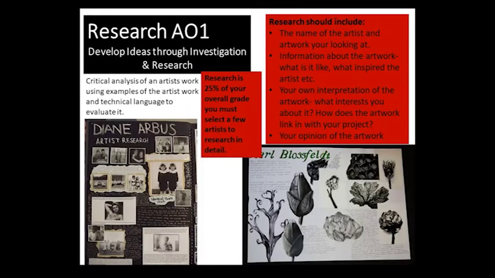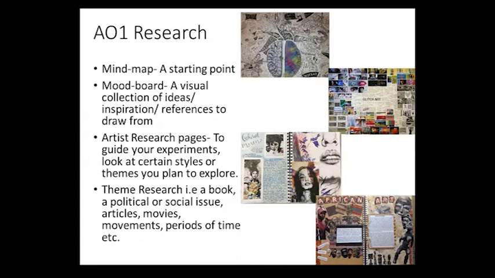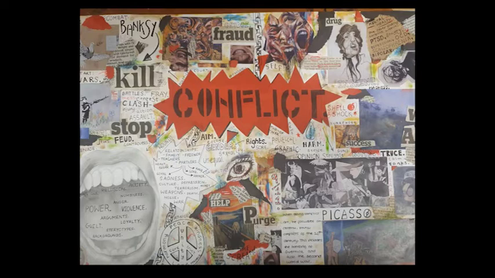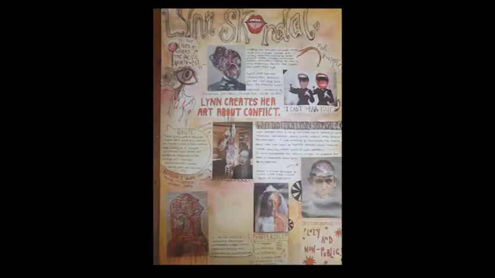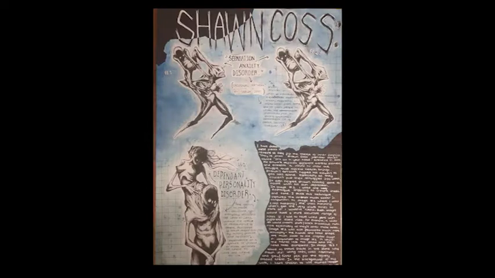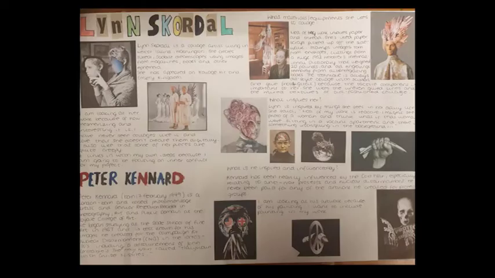Assessment. You will be assessed on four key areas. AO1, which is all about research and the contextual sources that you investigate. So it's about developing ideas through investigations, demonstrating critical understanding of sources. And you will do this through artist research, analysis of artist work, mind mapping, mood boards, and any other form of research that you take.